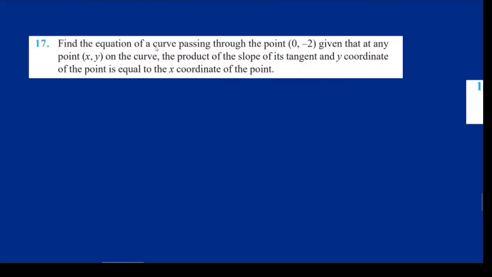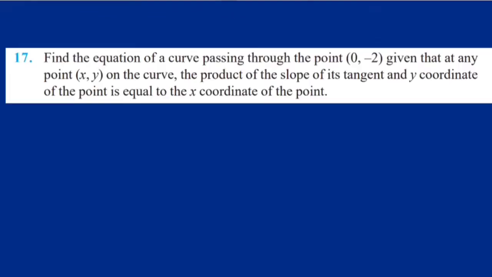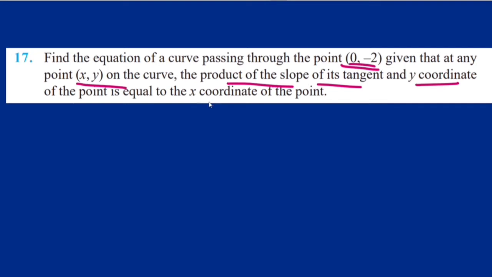Find the equation of the curve passing through the point 0, minus 2. So the curve is passing through the point 0, minus 2, given that at any point on the curve, the product of the slope of its tangent is nothing but dy by dx. Slope of the tangent in terms of differentiation, that is derivatives, slope is nothing but dy by dx. You have learned this last year. So slope of the tangent means dy by dx. The product of the slope of the tangent and the y coordinate of the point is equal to the x coordinate.